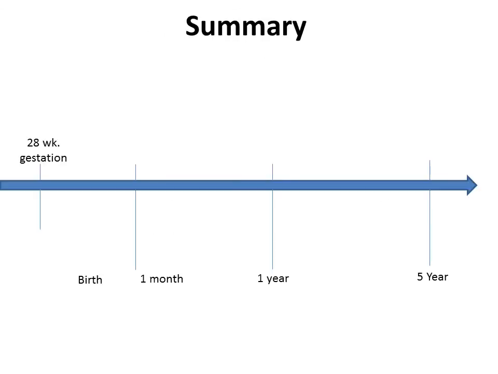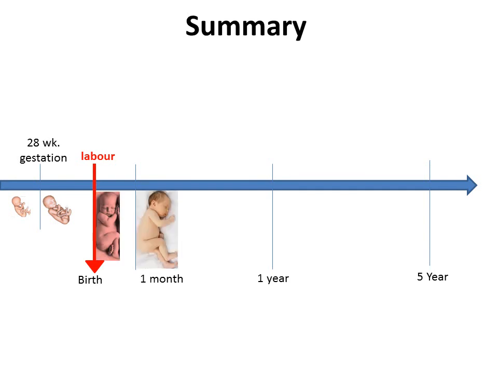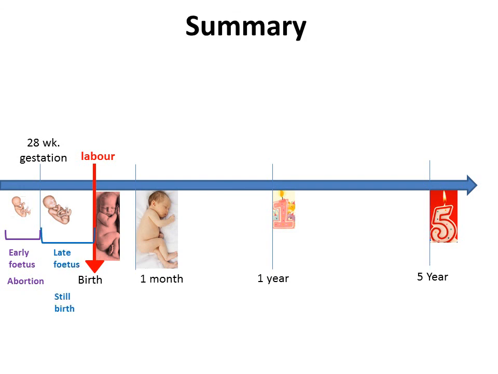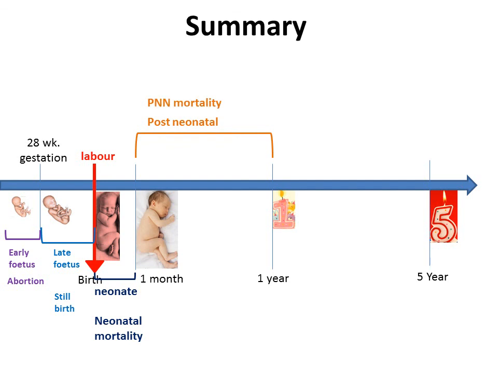The line represents the period from conception to the 5th birthday. This is early conception, late conception, labor resulting in birth of the neonate, of the newborn, 1 month old child, first birthday and 5th birthday. This is early fetus, and death in this stage is called abortion. Late fetus, the death in this stage is called stillbirth. First month of life, the neonate mortality. For 1 month to 1 year is post-neonate and post-neonatal mortality. From birth to 1 year is infant mortality.